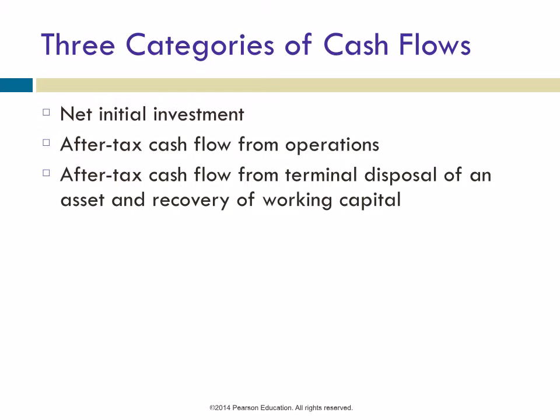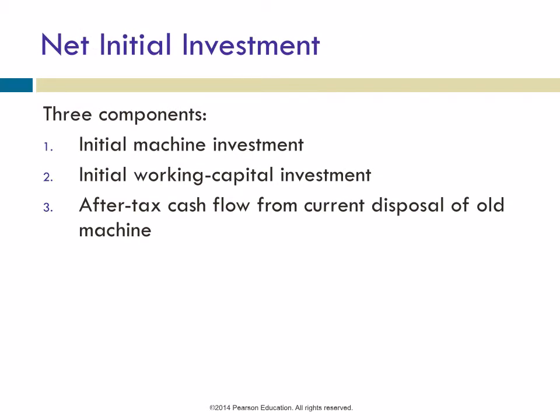There are three categories of cash flows that we look at in the capital budgeting process: net initial investment, after-tax cash flow from operations, and then after-tax cash flow from disposal value and recovery of working capital from the investment. For net initial investment, you're looking at initial machine investment, initial working capital investment, and any after-tax cash flow from current disposal of old machines. Again, this is the disposal side of switching out of old machinery that you need to switch out of because of this investment. So the last component of the current investment ties into the first component of the new investment. They are a little bit tied together there.